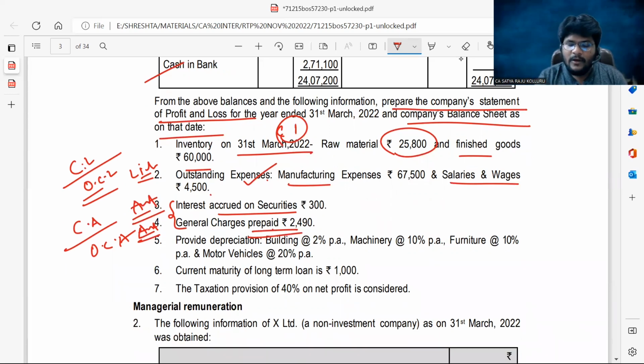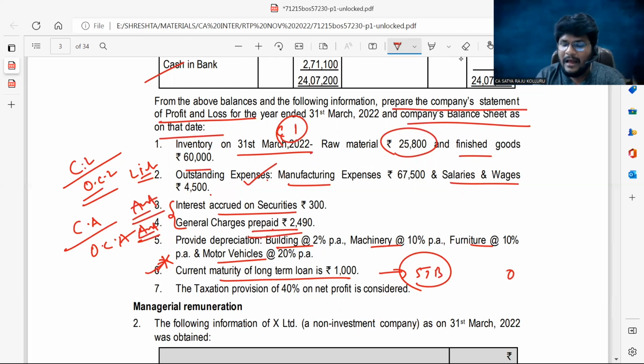All are given. Next, provide depreciation for various assets. Current maturity of the long-term loan. Super, the beauty of the problem is point number 6, you know. Sir, if you have seen my previous RTP lectures, in the previous RTP I covered one amendment. What is that amendment? That amendment is also with respect to Schedule 3. Current maturities of the long-term debts are now shown under short-term borrowings. Earlier, current maturities of the long-term borrowings were shown under other current liabilities.